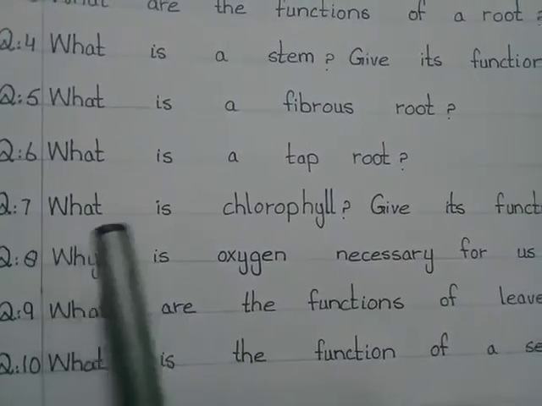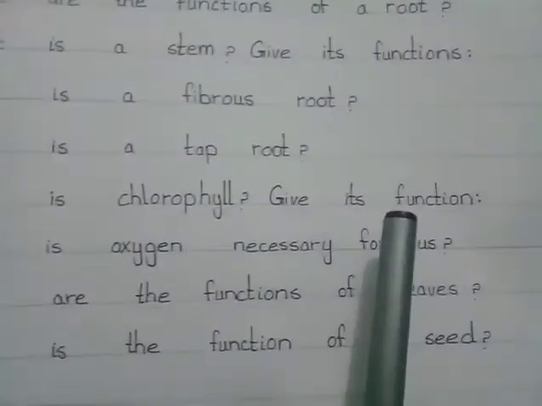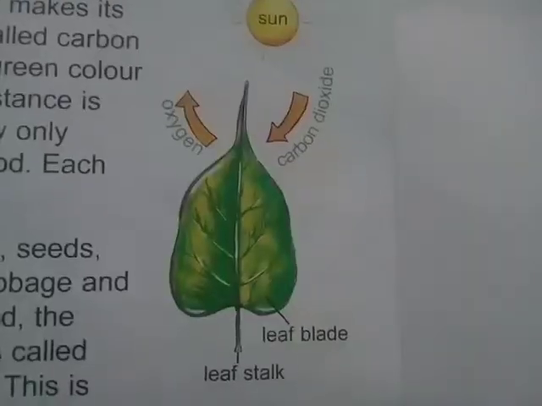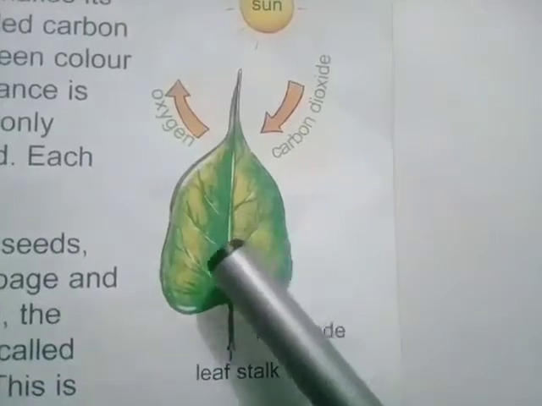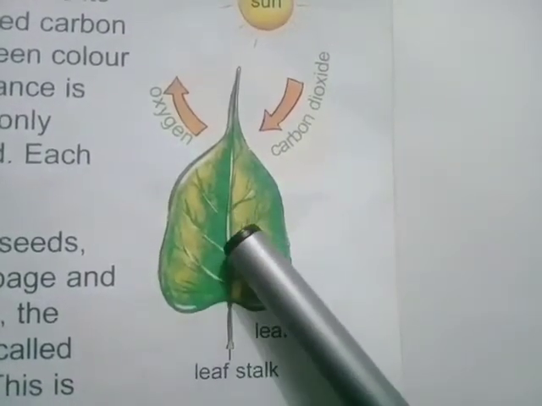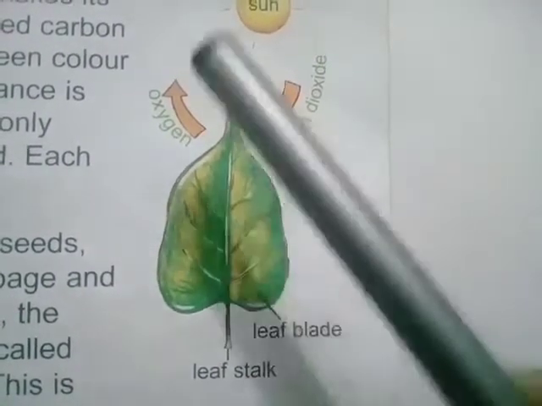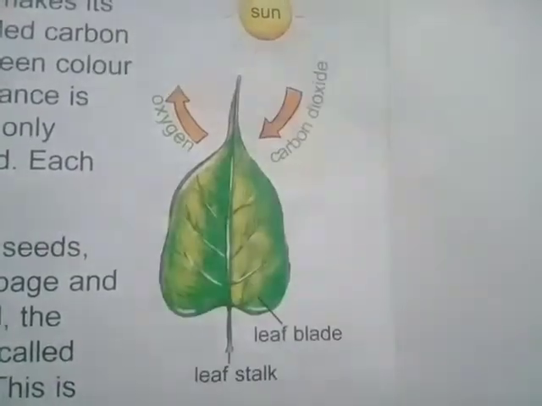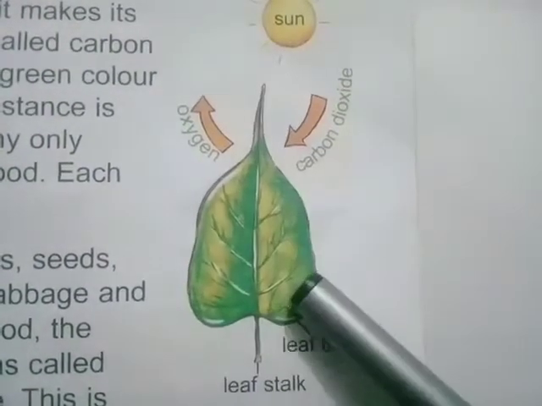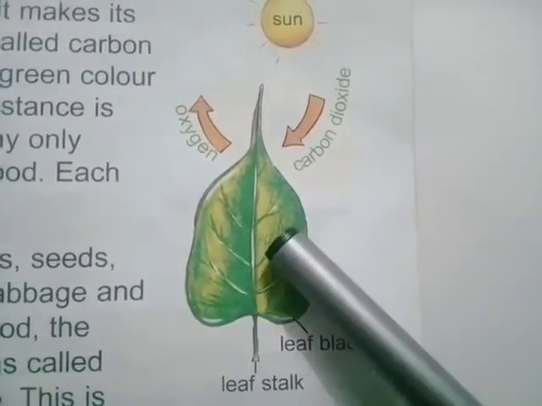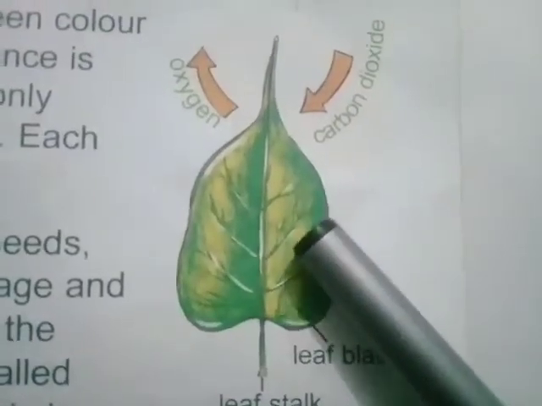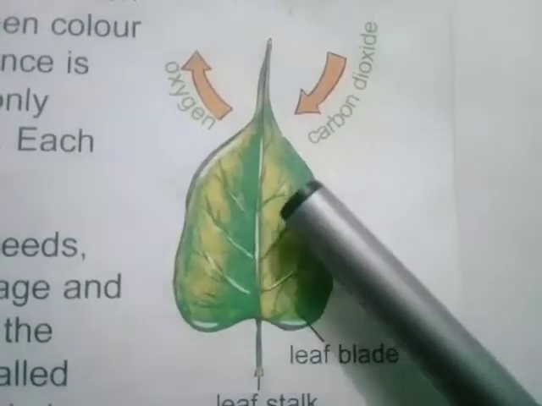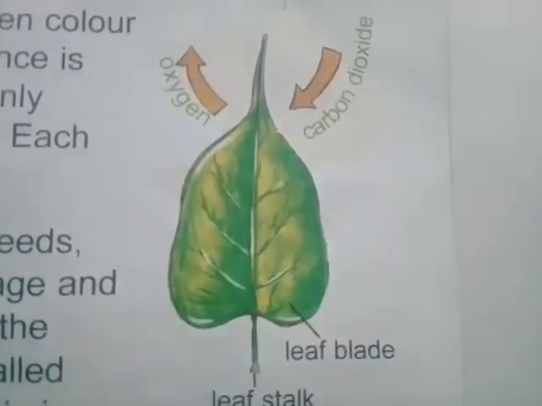Question number 7 is, what is chlorophyll? Give its function. The green colored substance in the leaves is called chlorophyll. It helps leaves to prepare food in the presence of sunlight. This substance is necessary for the leaf to make its food. That is why only plants with green leaves can make their own food.